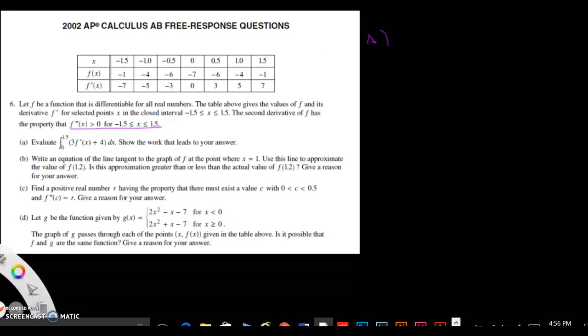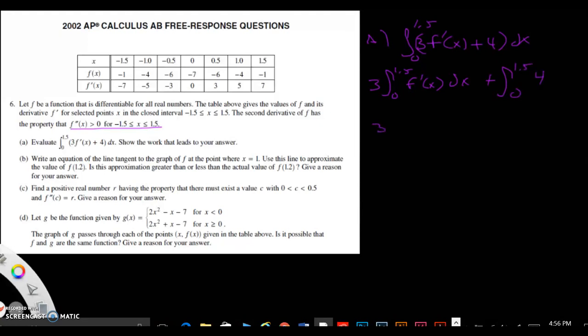Part A says evaluate the integral from 0 to 1.5 of 3f prime of x plus 4 dx. Show the work that leads to your answer. Okay, so let's write that down. Now you could break up this integral, and I need the interval 0 to 1.5. You could break it up into the integral from 0 to 1.5 of f prime of x dx plus the integral from 0 to 1.5 of 4.